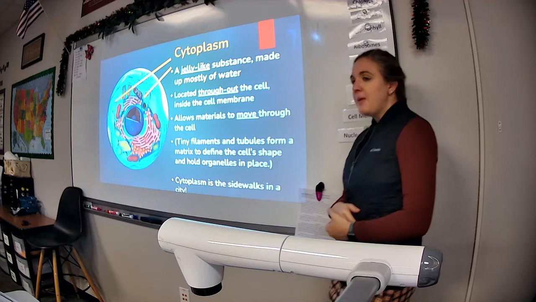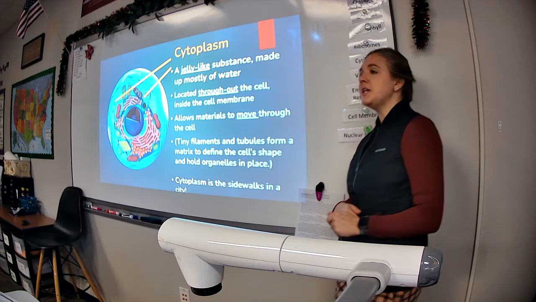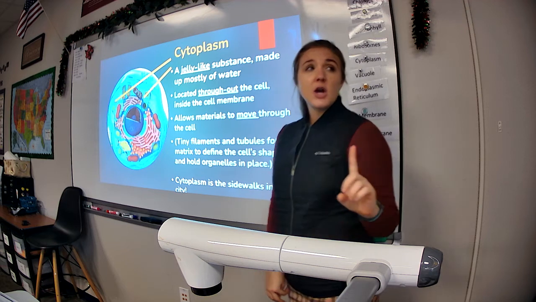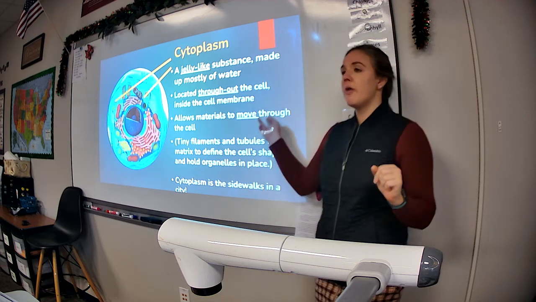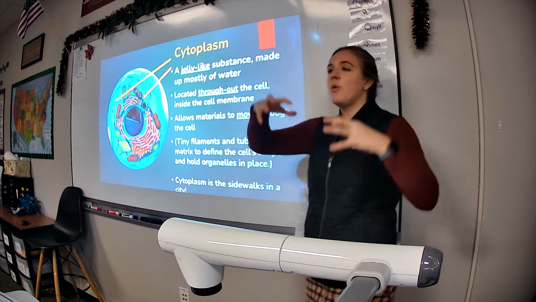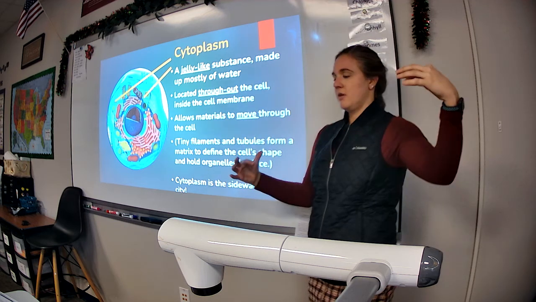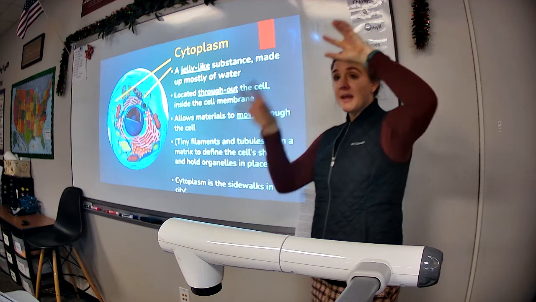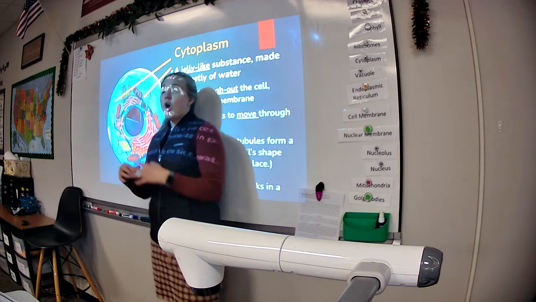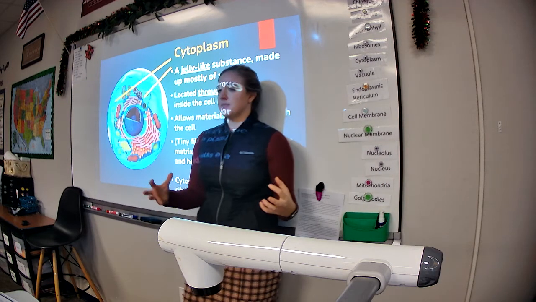Now, what the cytoplasm does is it allows materials to move through the cell. I'll show you a video probably tomorrow that goes through all the organelles, and you'll see that inside the cell is kind of like this floating pool of stuff. That's all of that empty space. So the arrows are pointing to the empty space. All of the empty space is cytoplasm.